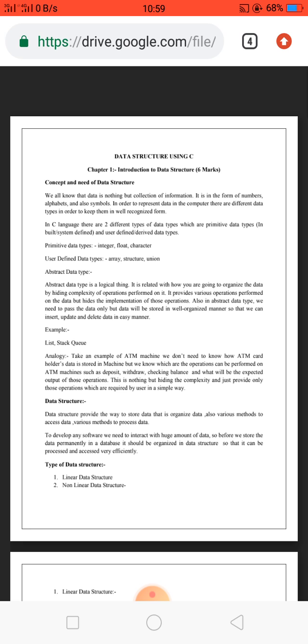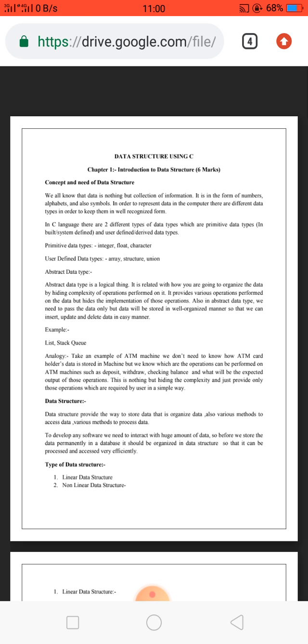There are two types of data types: primitive, which are system defined, sorry, and some are user defined. Means the user can define those data types such as array, structure, queue. There are various data types.